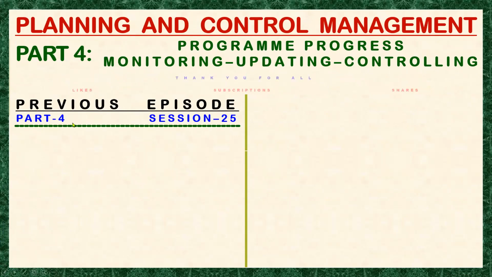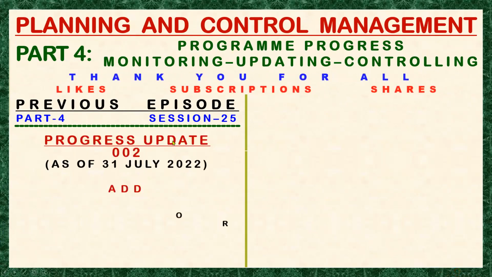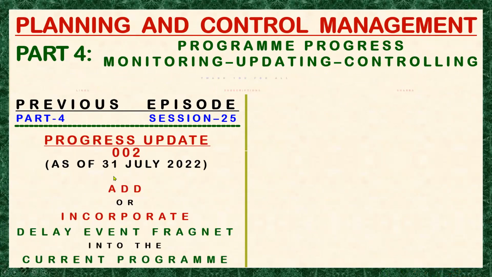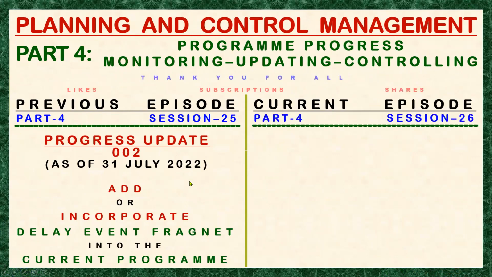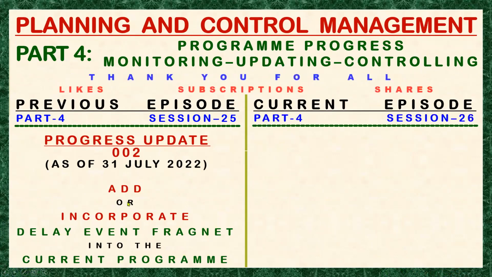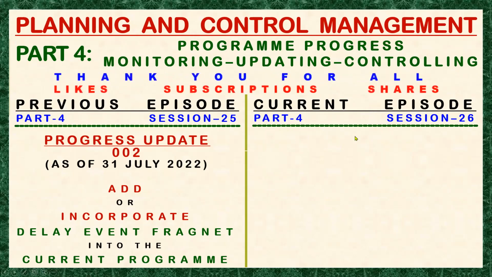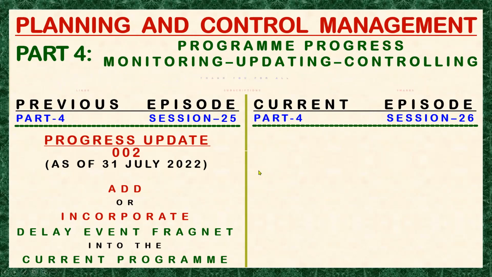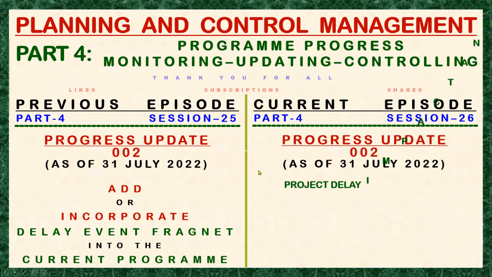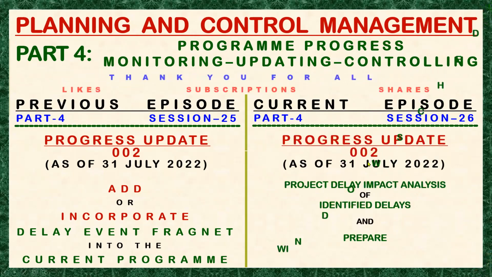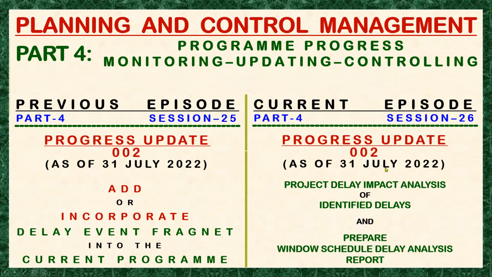Our previous episode was part 4, session 25. That was about progress update 002 for the month of July 2022, specific for adding or incorporating delay event fragments into the current program. Next, we have here our current episode, part 4, session 26. This is for progress update 002, also for the month of July.